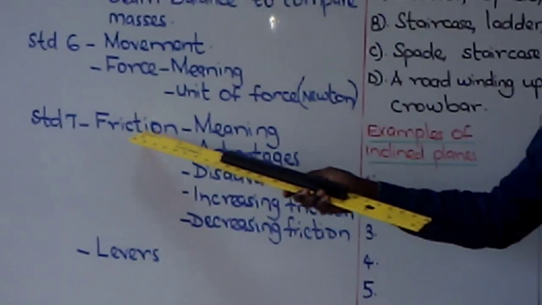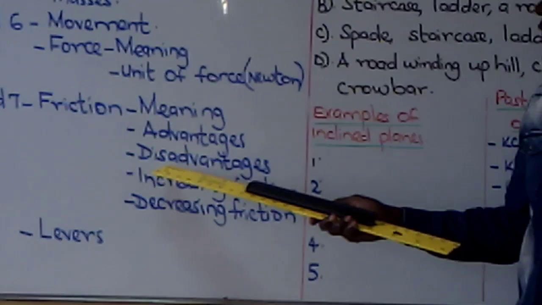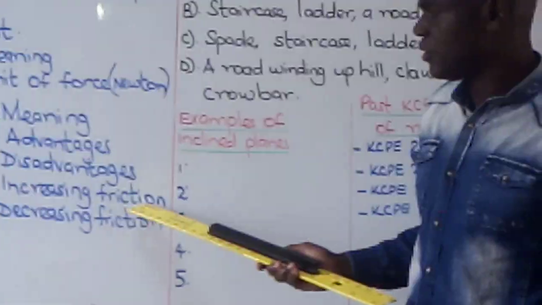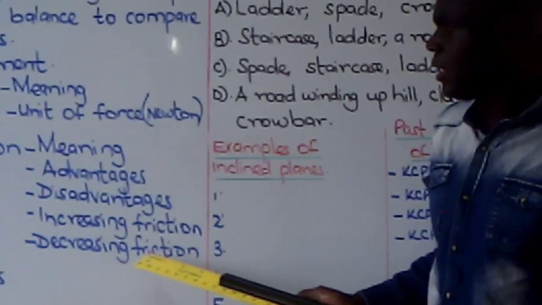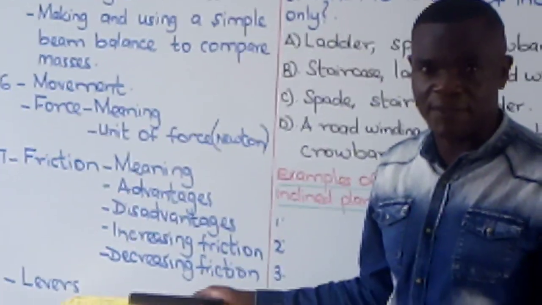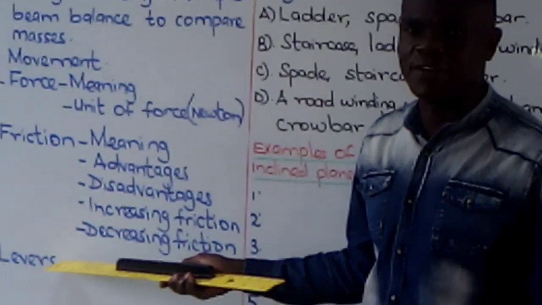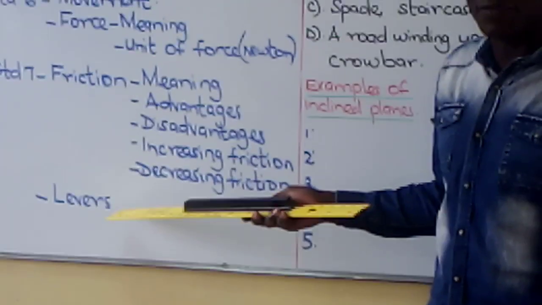And then in Standard 7, there's a lot to learn. The meaning of friction, the advantages of friction, the disadvantages of friction, increasing friction and decreasing friction. That's about friction. And then we learn about levers: first class levers, second class levers, third class levers. Simple machines that we use here and there are classified under those three classes of levers.